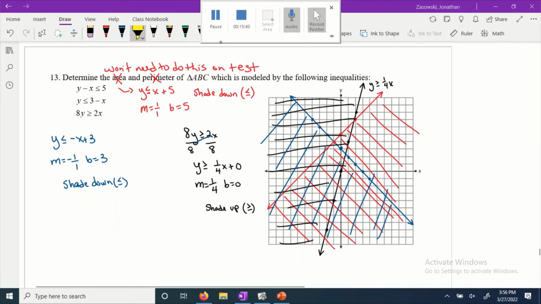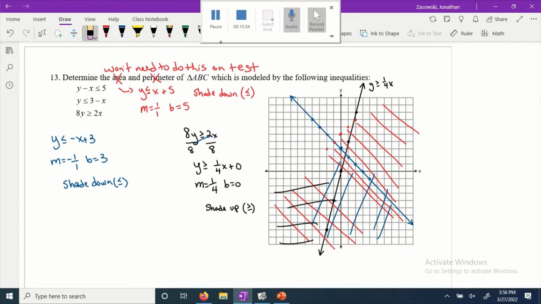All right, number 13, you won't need to do this on the test. Also, what we're going to do essentially is just graph our lines and then shade them accordingly. So when you're doing your shading, we can go over that real quick. You're going to graph your lines like normal.